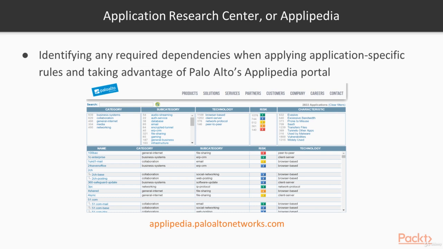So Palo Alto continues to update this on a daily, weekly basis, and there are times where you might need to have some dependencies added for a specific application in order for you to block it or allow it. Say, for example, Netflix. We want to allow Netflix, but there's a pretty good chance that Netflix is dependent upon another application or another service.